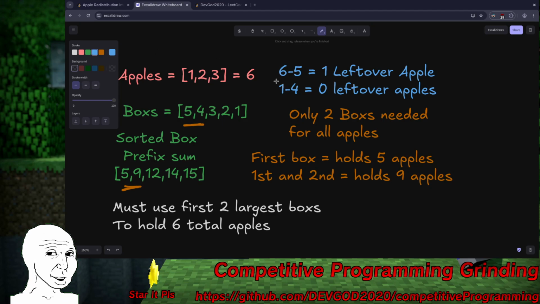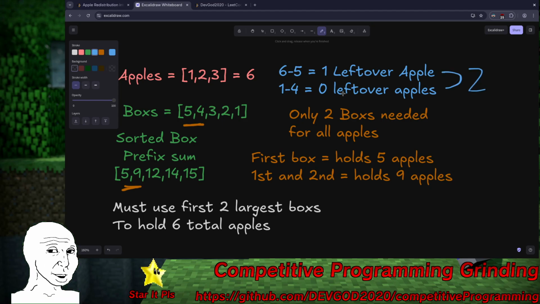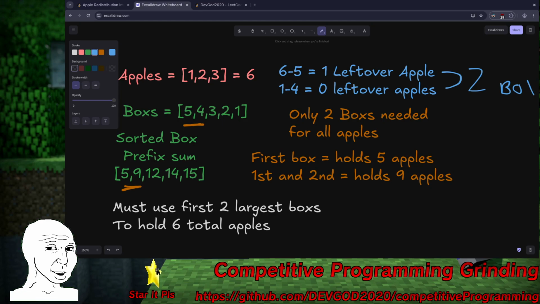So then you take your 1 apple, you minus it by the capacity of 4, which basically means you store the 1 apple you have left over into the box with 4 capacity right there. And then we say that, since we hit lower than 0 leftover apples, that just requires 2 boxes, right? So 2 boxes for this test case example would be the minimal.